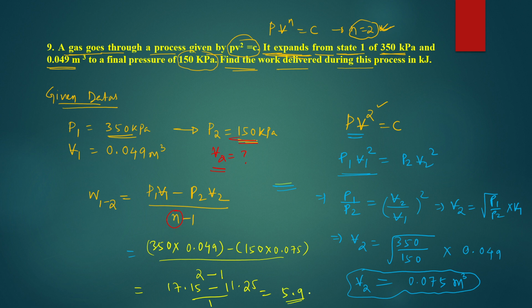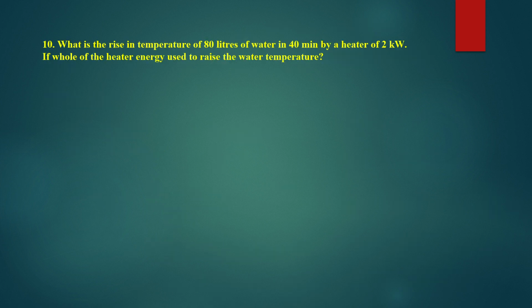And obviously, what will be the unit? We are putting the pressure in terms of kilopascal, so here we will get kilojoule, right? So 5.9 kilojoule will be the amount of work which we get from this particular system. Another thing, here we are getting a positive value, that simply means we are getting the work from this particular system, right? I hope it is clear. Let us move further towards the next question.